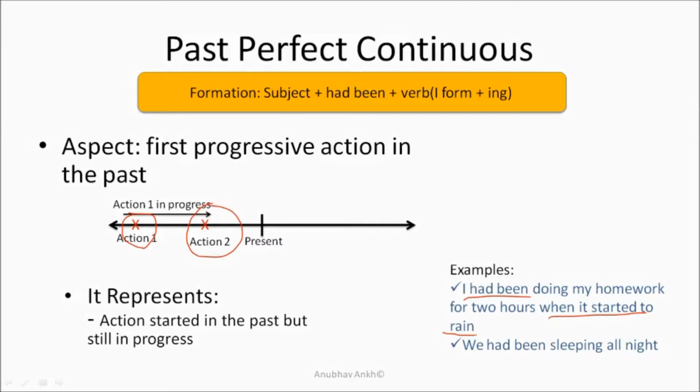Clear? When something happened, we had been sleeping all night. It can also come without the second action at many times, but most of the times you will see two actions in there. We had been sleeping all night. We were sleeping. We had been sleeping all night. So it is some action in the past. Clear?